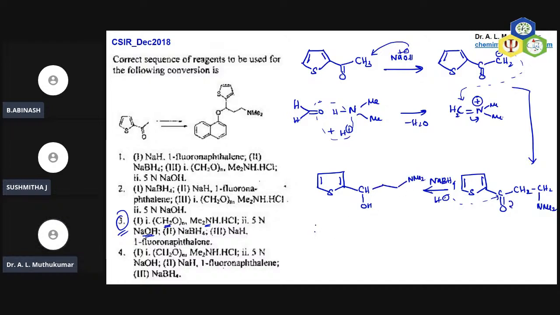Now the final step is that this alcohol is treated with sodium hydride. If you use sodium hydride, it will act as a base. It takes this acidic hydrogen atom and provides the corresponding anion.